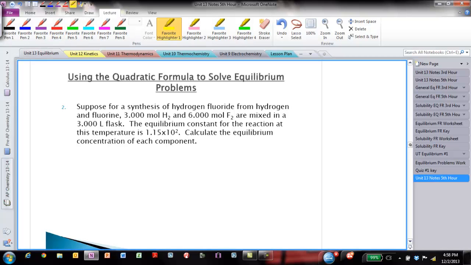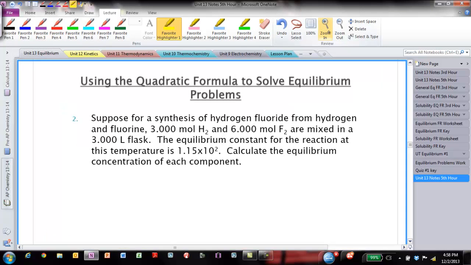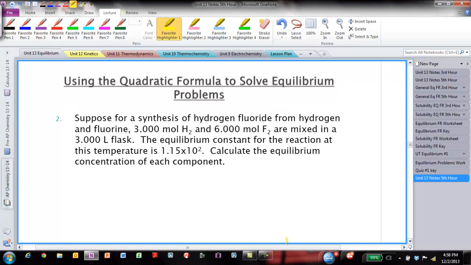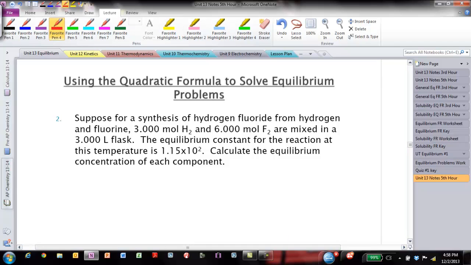So I'm just going to work some of the equilibrium problems so you have these to go back over if you need to. So we're going to start with one that requires a quadratic formula. It says for the synthesis of hydrogen fluoride from hydrogen and fluorine. So we need to write a synthesis reaction. Hydrogen plus fluorine yields hydrogen fluoride.